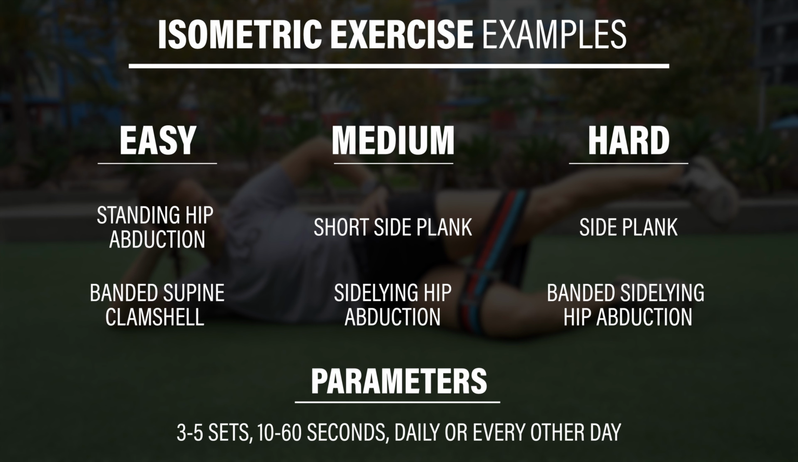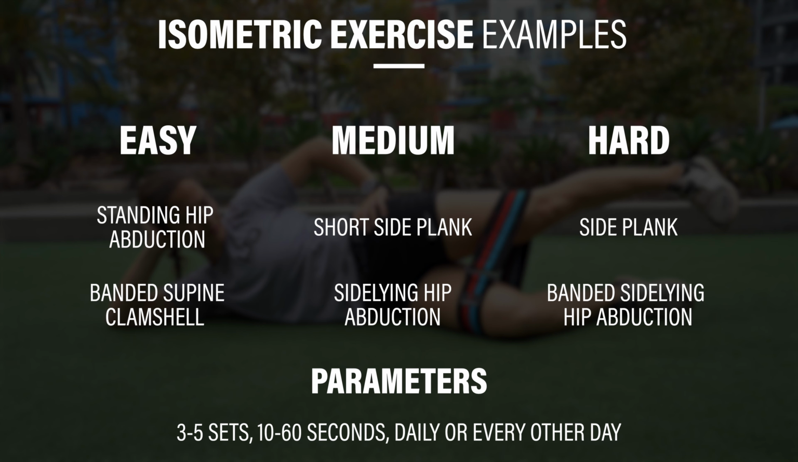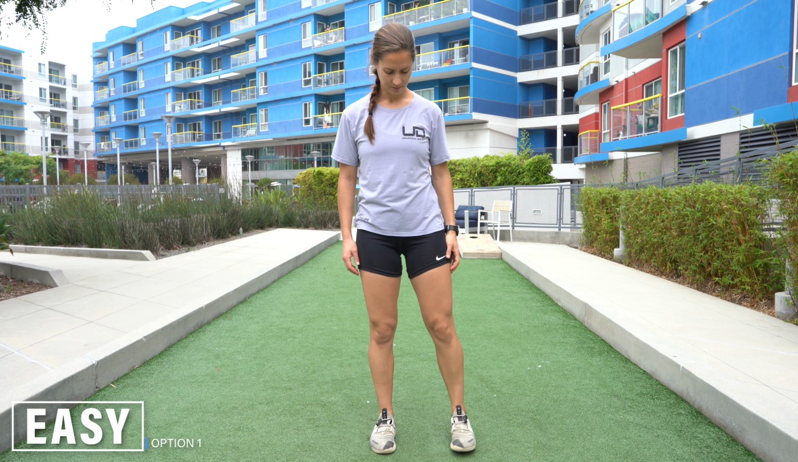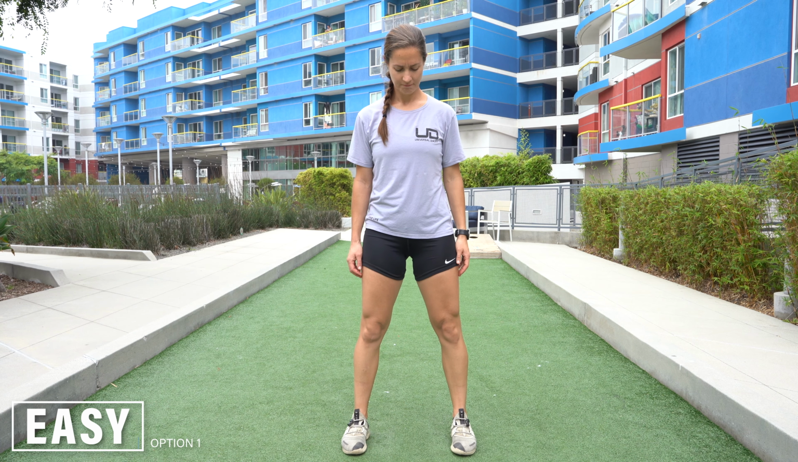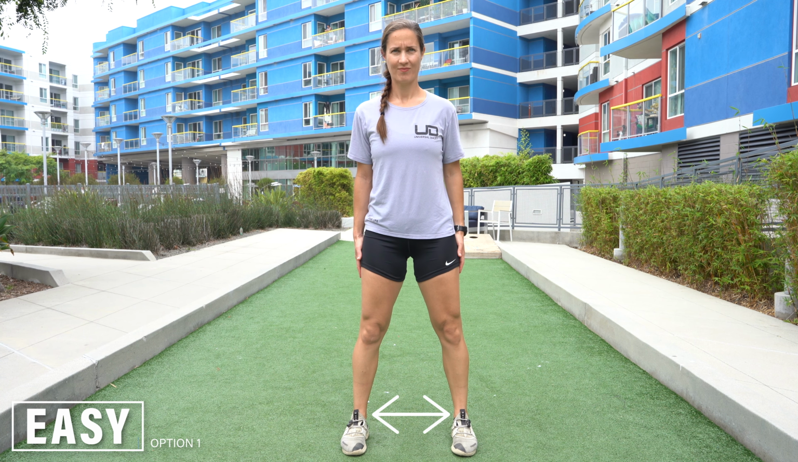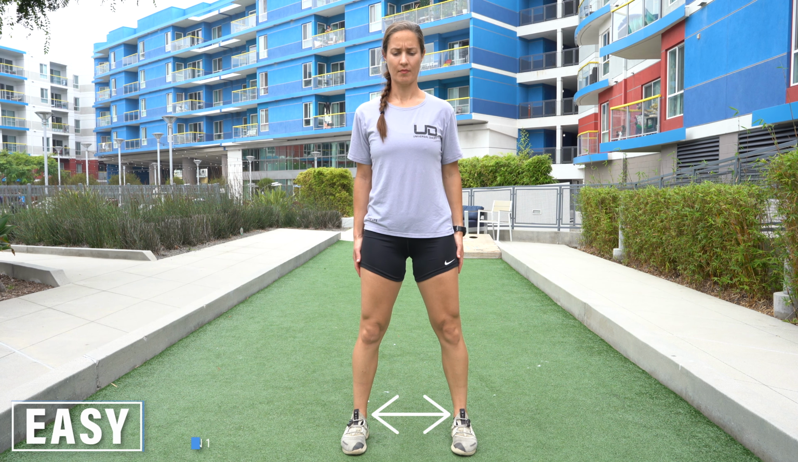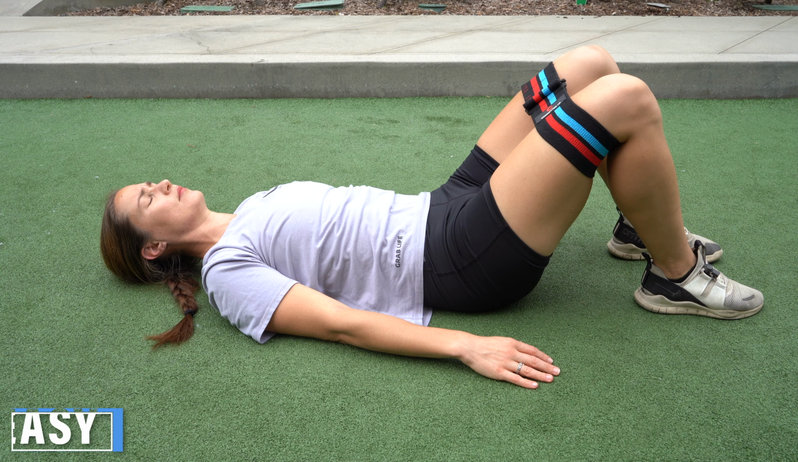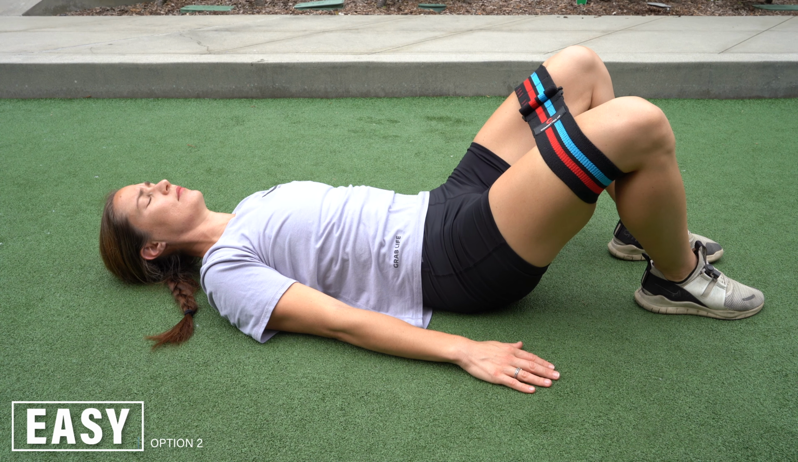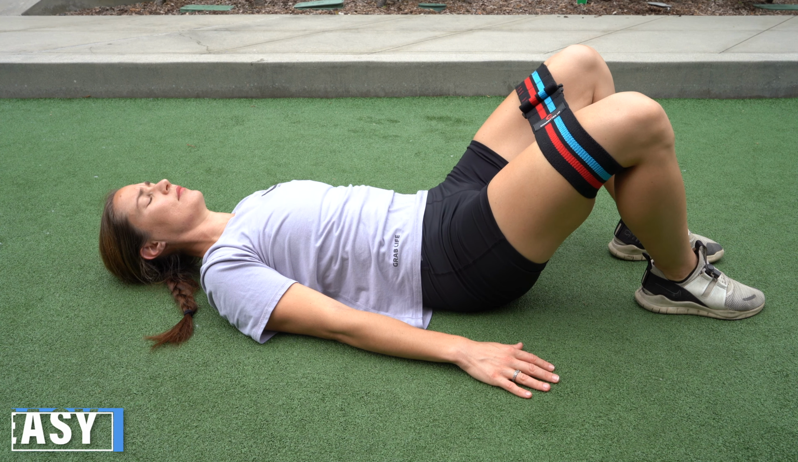3 to 5 sets of 10 to 60 seconds at the highest comfortable intensity, daily or every other day. 2 options for easy: 1, standing with your feet a little more than hip width apart and thinking about spreading the floor beneath you without actually moving your legs. And 2, lying on your back, pillow under your knees with a belt or band just above your knees while trying to spread that belt or band outward.